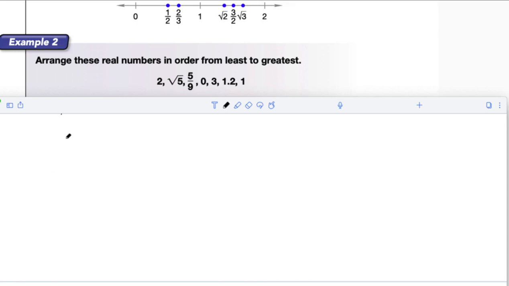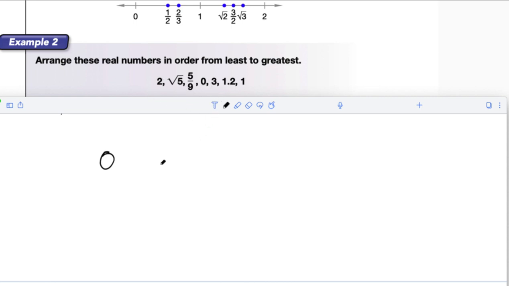Here we have one of those problems where we get to arrange things in order. I'm going to try to do this a little bit quickly. The lowest number we have is 0, so I'm going to put our 0 there. The next number we have looks like maybe 1, but then we've got this fraction here. Square root of 5 could be something. Let me at least organize the numbers I know.